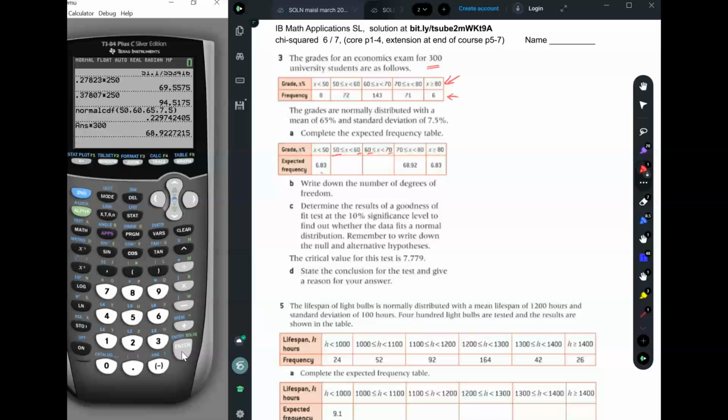The expected frequency then is 68.92. What do you know? It's reflected, so it's symmetrical here. Then we're going to repeat it. We're going to do 60 to 70.